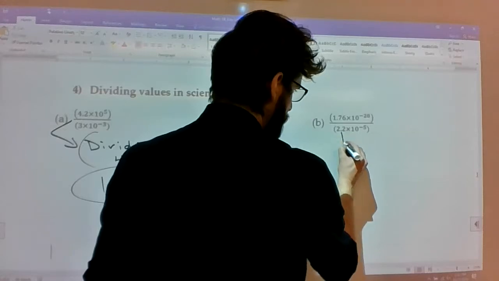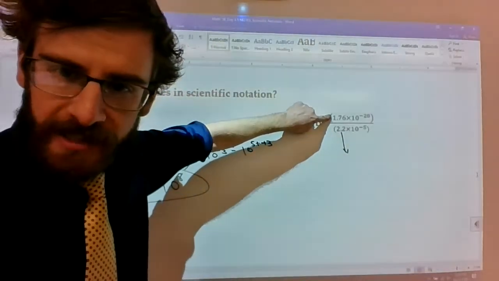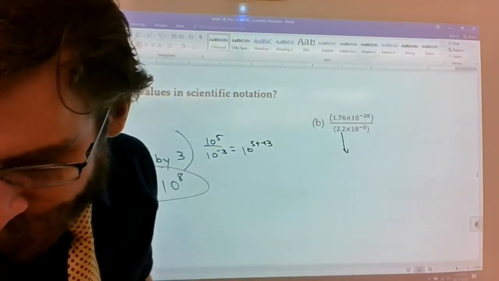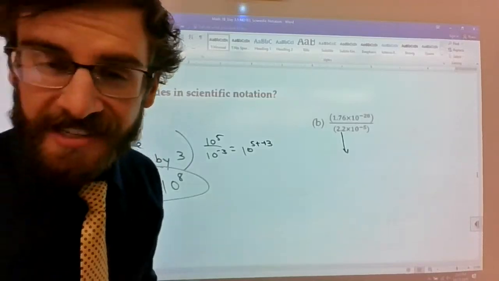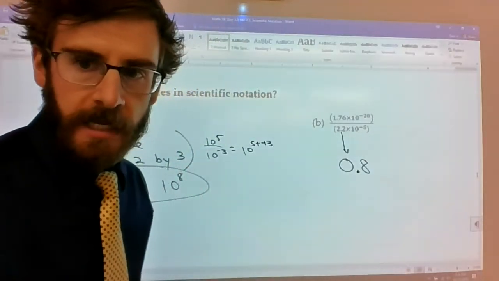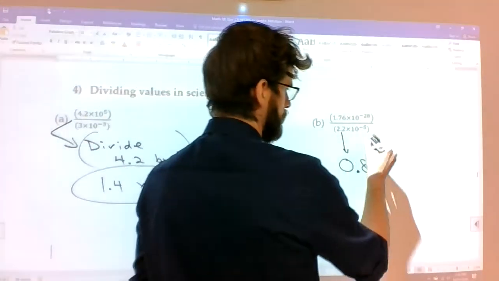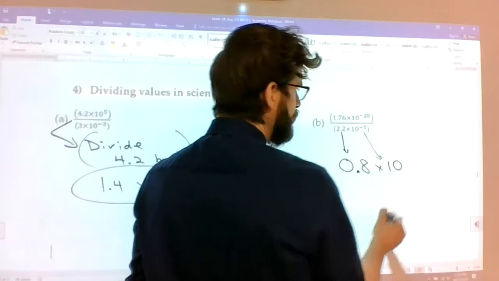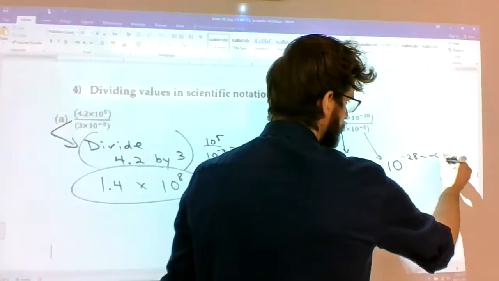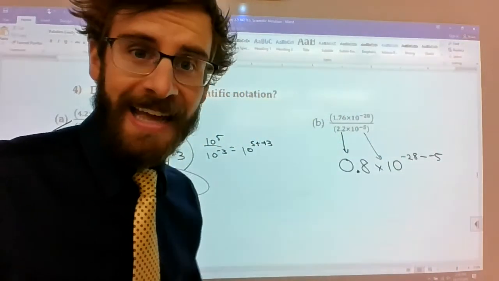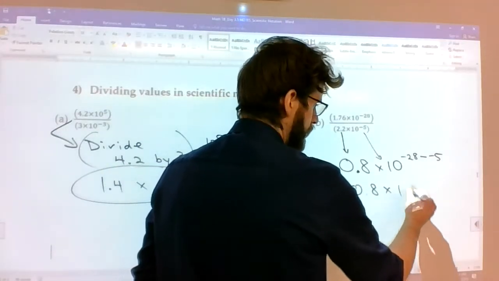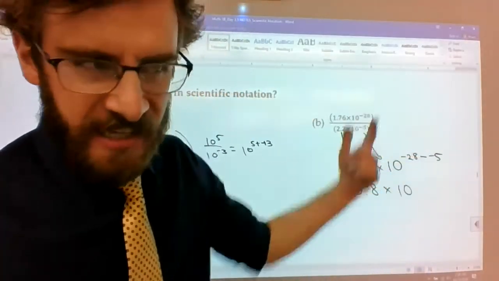Let's try it with this one. You're going to literally take 1.76 divided by 2.2. You get exactly 0.8. Now the powers of 10, you are going to take negative 28 minus negative 5. So it's subtraction now. You're not adding the exponents, you're subtracting them. So negative 28 minus negative 5 is negative 23.